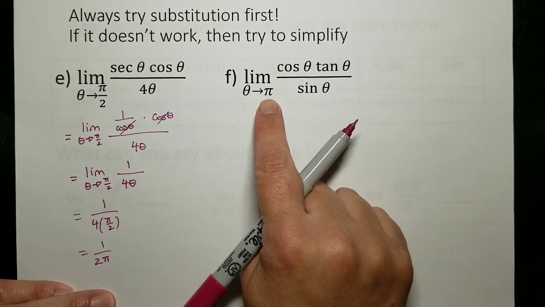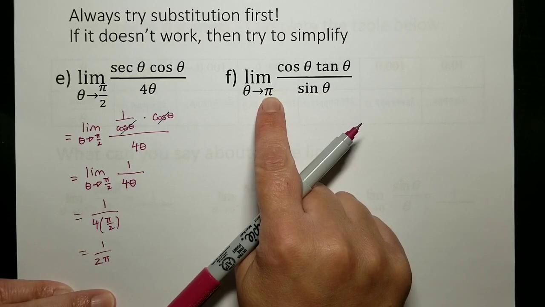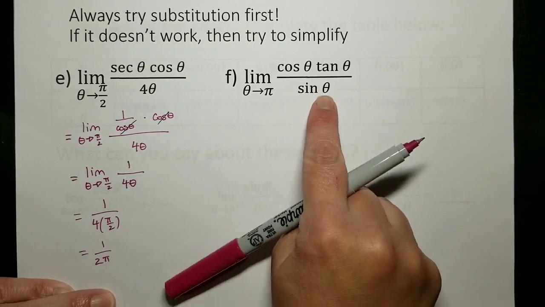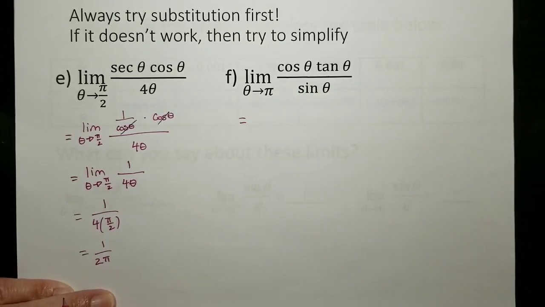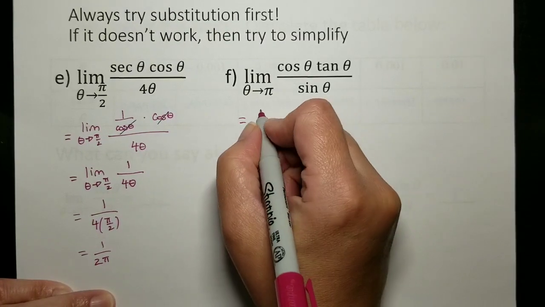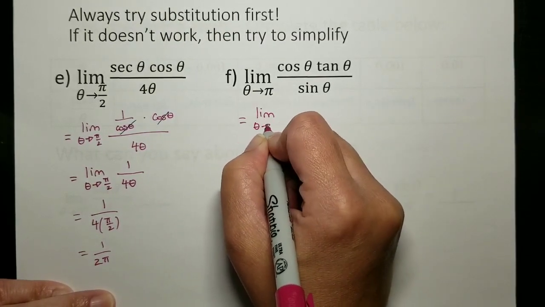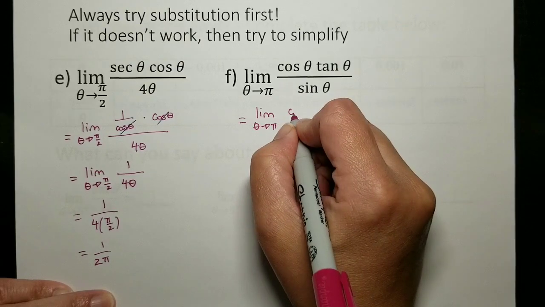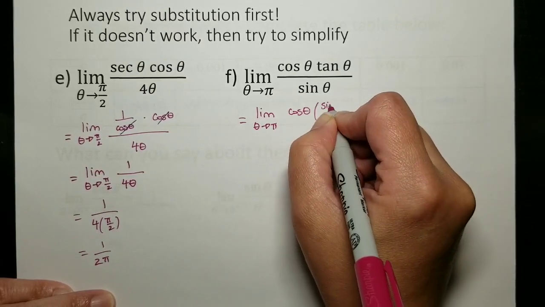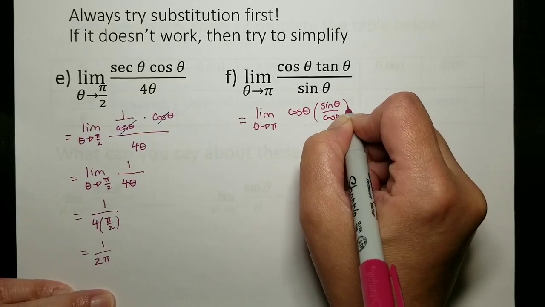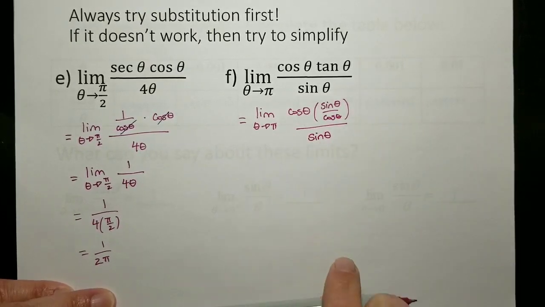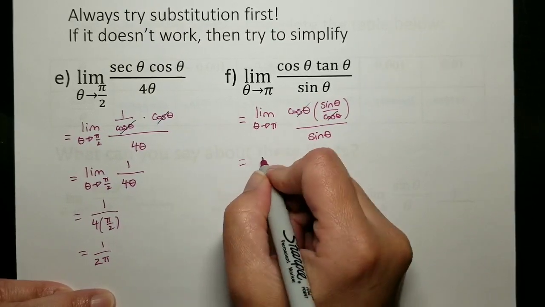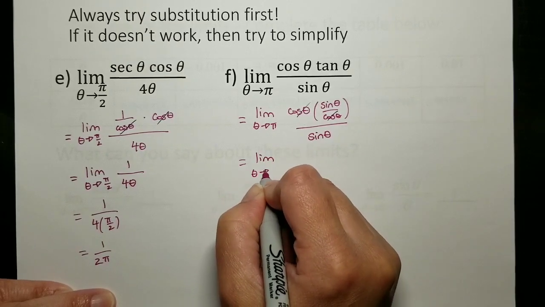Okay, similar here. The limit as theta approaches pi of cos theta, tan theta over sine theta. Now we know sine of pi is 0, so I'm seeing that I'm going to get a 0 in the denominator. So I need to do some work before we're able to substitute that in. So here I've got cos theta, tan, I'm going to make that sine theta over cos theta, over sine theta. I'm going to write out kind of an extra step. I reduce my cos, and we've got the limit as theta approaches pi.